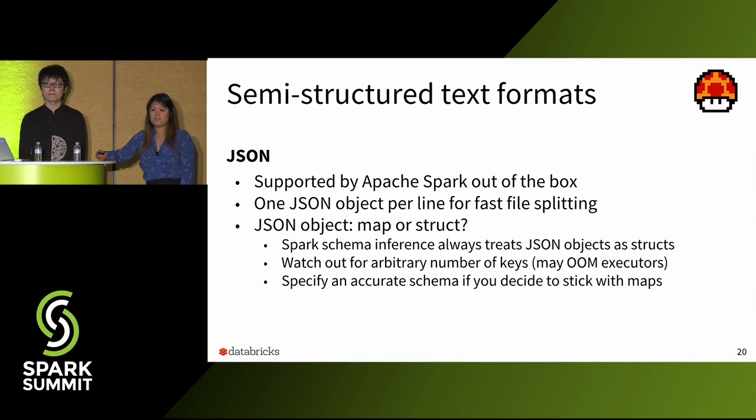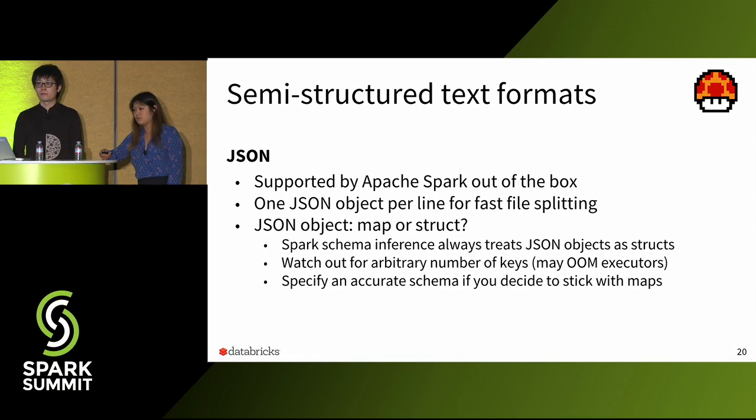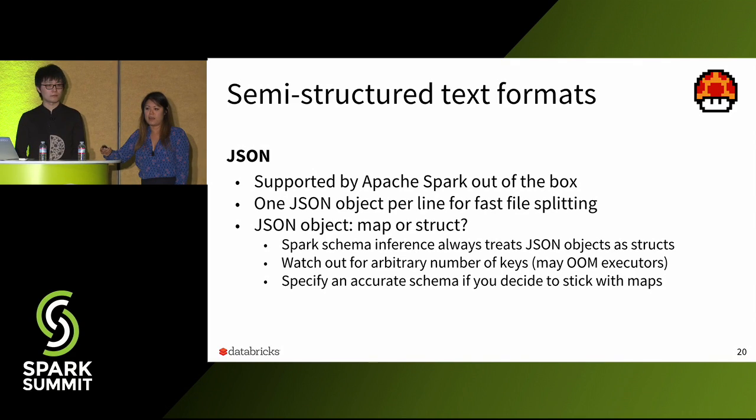So if you want JSON to read in fast and you know what the structure should be, you can make it go a lot faster by programmatically specifying your schema. And you can do that by just reading in a single JSON object and then grabbing the schema from that. Any other tips about schema inference with JSON?